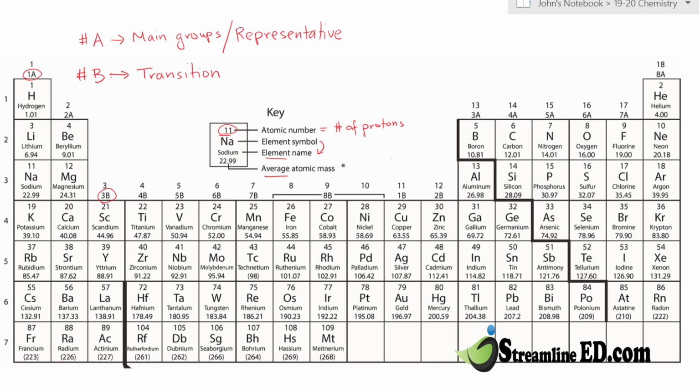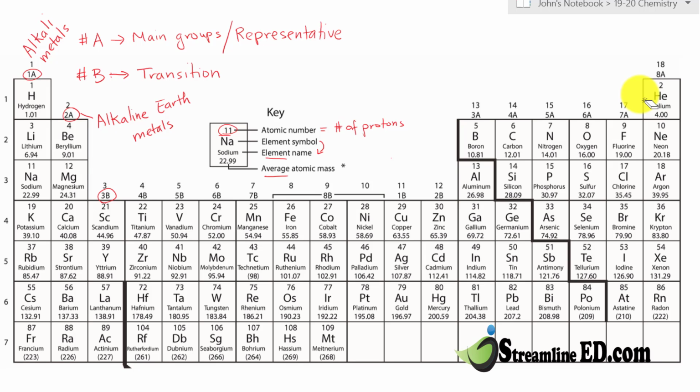First of all, let's look at group 1A. Group 1A is considered as an alkali metal. So group 1A is alkali metals. Then group 2A is considered as an alkaline earth metal. So again, 1A is alkali, 2A is alkaline earth metals.